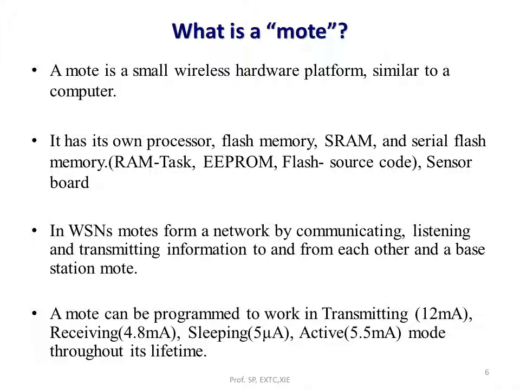So wireless sensor network nodes form a network by communicating, listening, and transmitting information to and from each other and a base station. In the last point you can see over here, a node can be programmed to work in transmitting, receiving, sleeping, and active mode. Now those different modes are required throughout its lifetime so that energy will be saved, and whatever battery you have provided in the node will last longer, or be utilized for a longer time duration.